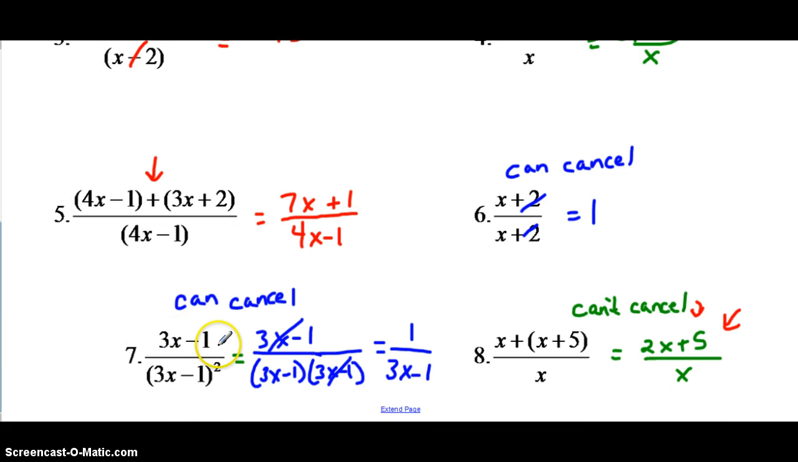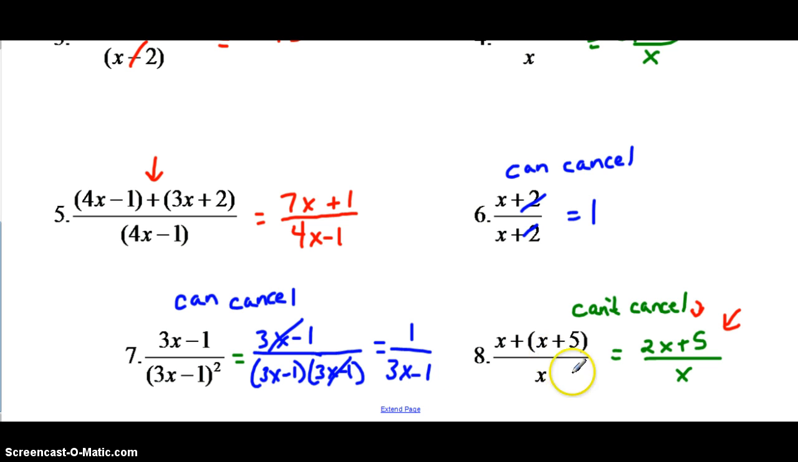Number 7 is another example of where you can cancel. We have 3x minus 1 over 3x minus 1 squared. And remember that means 3x minus 1 times 3x minus 1. So you can cancel that factor and it would simplify to 1 over 3x minus 1.